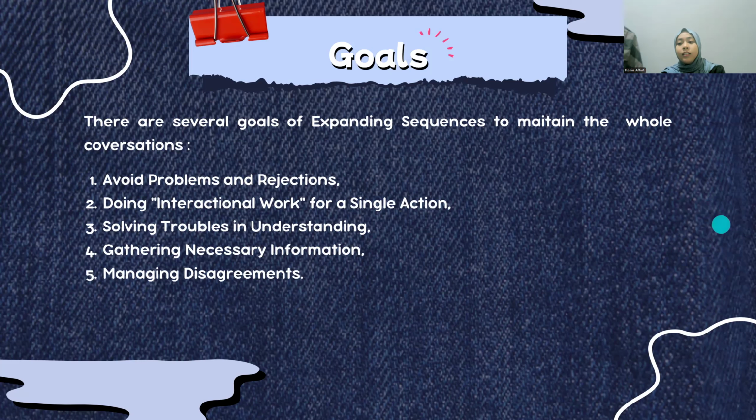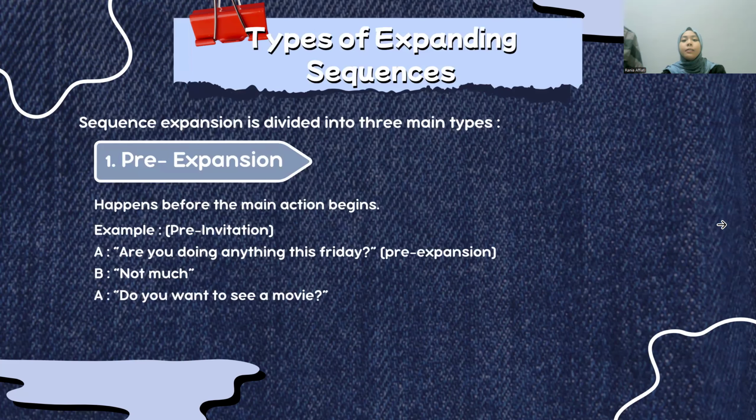Now we're going to talk about the types of expanding sequences. Actually, there are three main types. The first one is pre-expansions. Like the name says, pre, it appears at the start when you want to start the conversation. It happens before the main action begins.